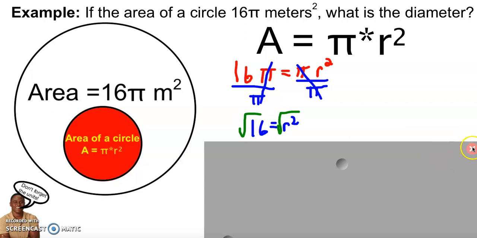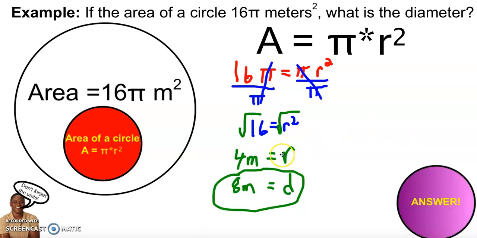A lot of times students will make that answer and just go with it and say 4 meters and I'm done. But that's just the radius. In order to get the diameter, you need to multiply that number by 2. So the diameter is 8 meters.